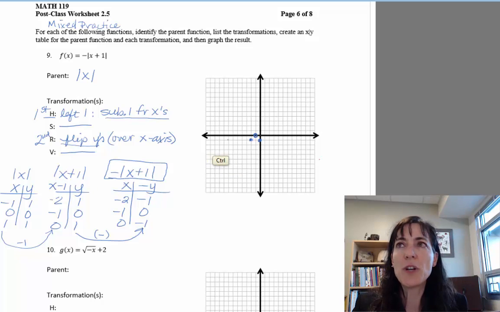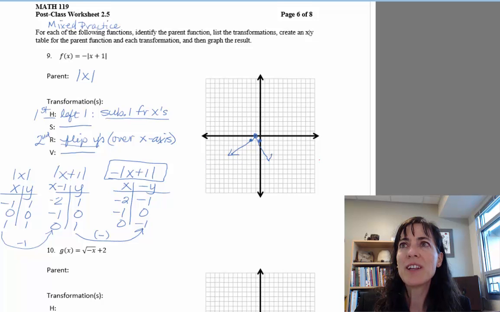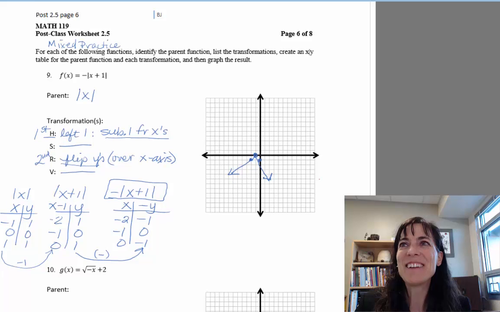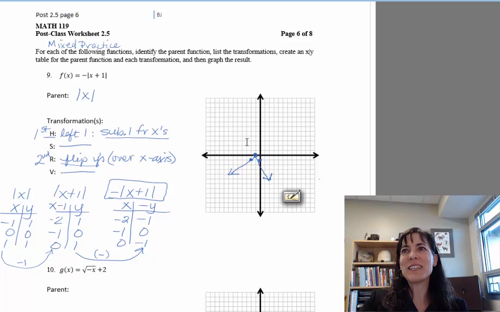I also had a transformation. I can see it went left 1 from the origin, so that also appears to be correct. Try to get your lines as straight as you can, even though Mrs. Brown can't on her little device here. But that is my graph for the function f of x equals negative absolute value of x plus 1.